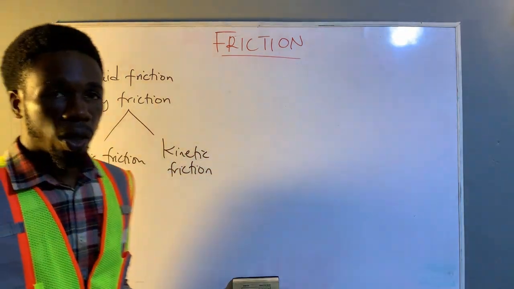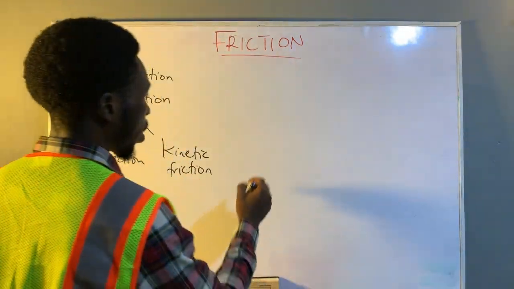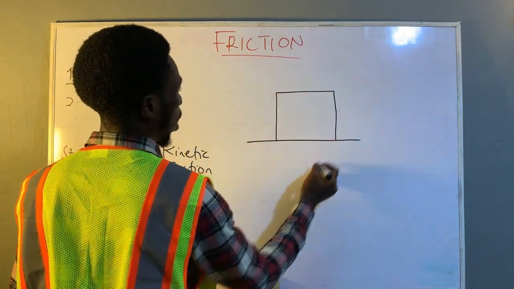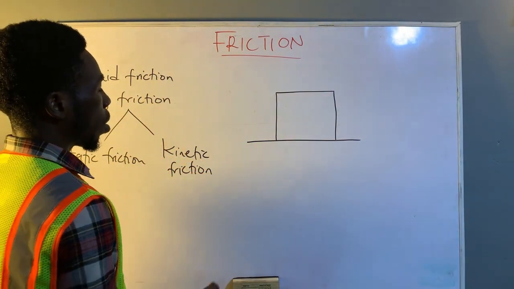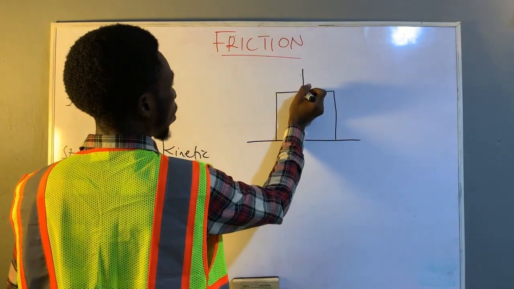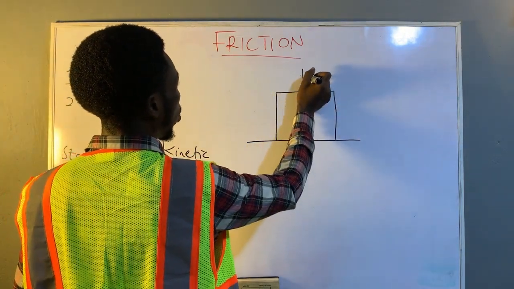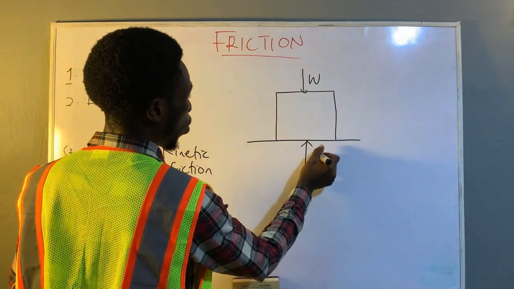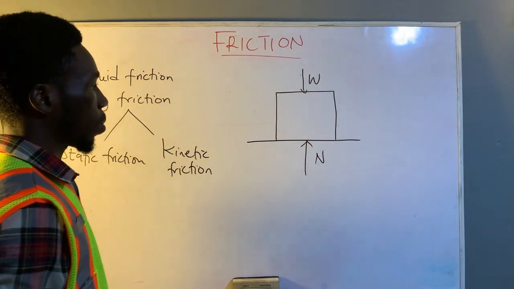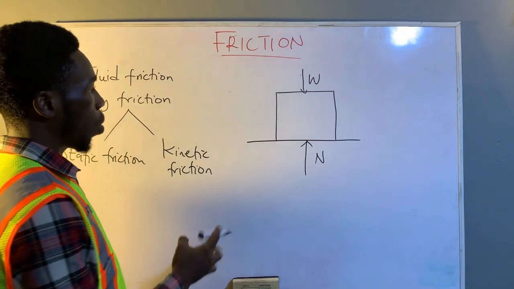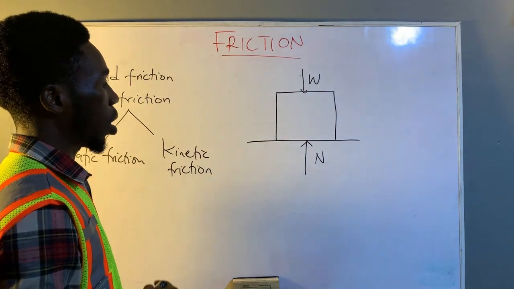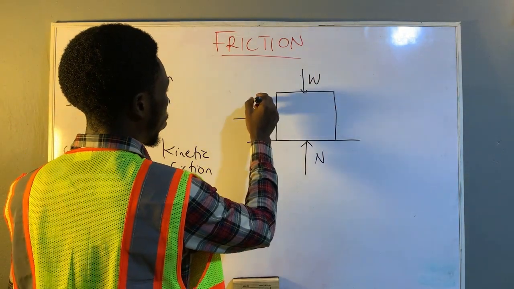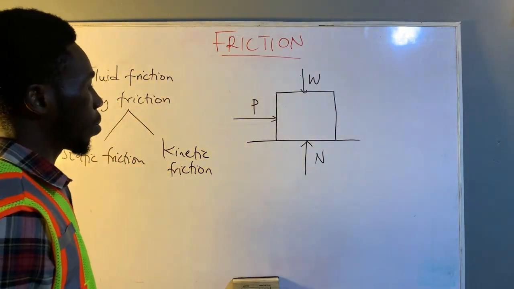Okay, so now let's look at something here. Let's say I have a rigid body resting on a horizontal surface. We're going to have the weight force of the rigid body acting downwards, and then we are going to have a normal reaction force opposing the weight force. So let's say I want this rigid body to slide on the horizontal surface, and because of that, I'm applying force P on the rigid body.